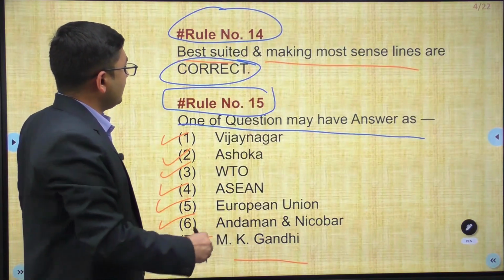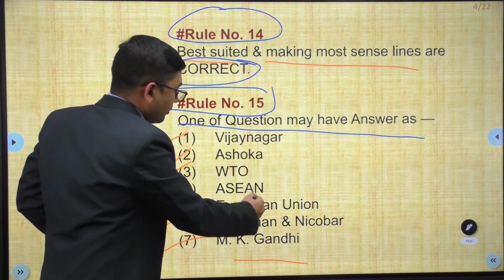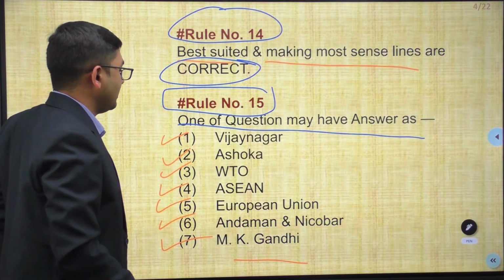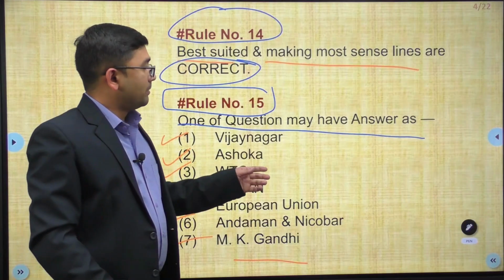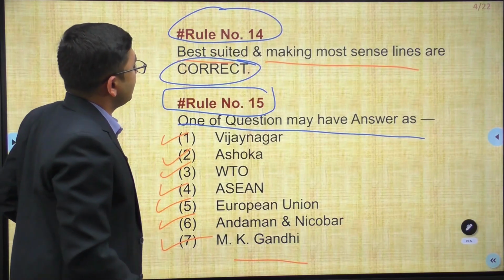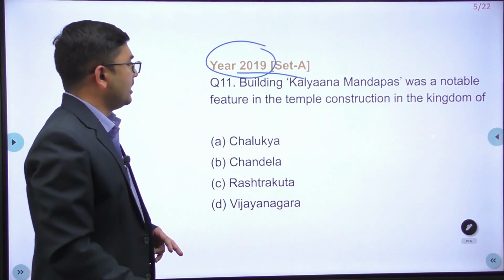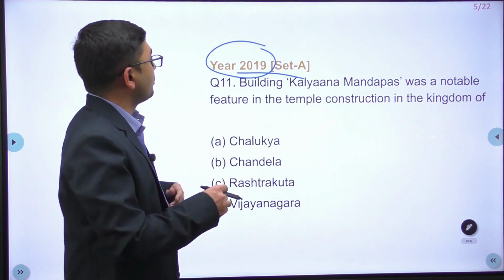What we have learned in rule number 15: Vijayanagara, Ashoka, WTO, ASEAN, European Union, Andaman and Nicobar, and MK Gandhi, this will be part of the answers if such a statement is there in your options. So think logically, but if you are in a state of confusion, that time you can apply it.